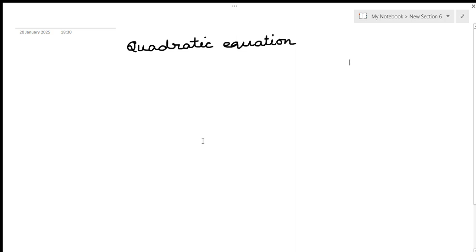Hello students, today we are going to learn quadratic equation. Before going to this quadratic equation, first we need to recall some terms: constant, variable, and degree. Now what is the meaning of constant?